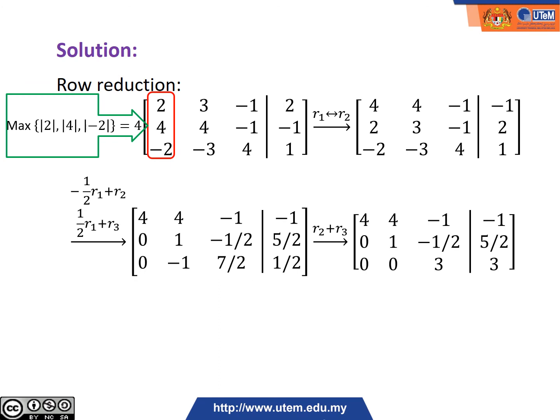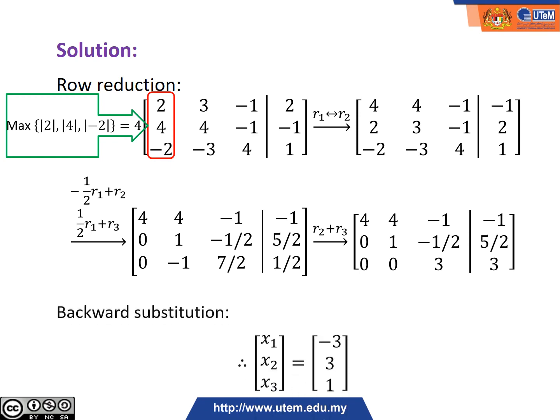Looking at the second column and second row downwards, the largest absolute value lies in row 2, which is 1. Hence, no interchange is necessary. Finally, through back substitution, the solutions are calculated and x1 is found to be -3, x2 is found to be 3, and x3, 1.